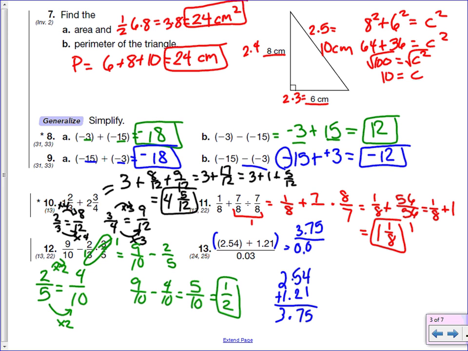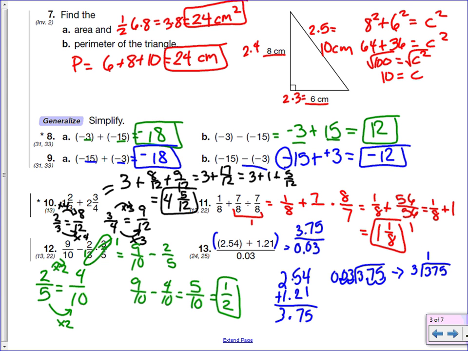over 0.03, and the fraction means to divide. So I have 3.75 divided by 0.03, and when I divide by a fraction, or a decimal, I need to move the decimal point of the divisor until it's no longer a decimal. And however many places I move it, I move that of the other number as well. So now my new problem becomes 3 on the outside and 375 on the inside.